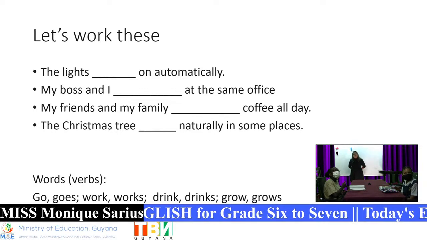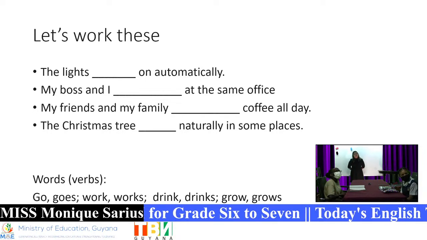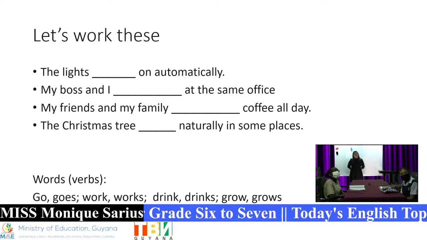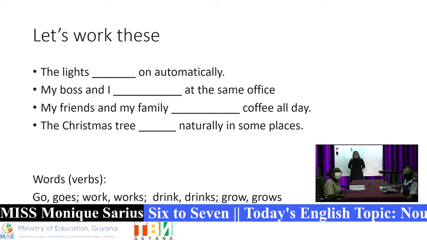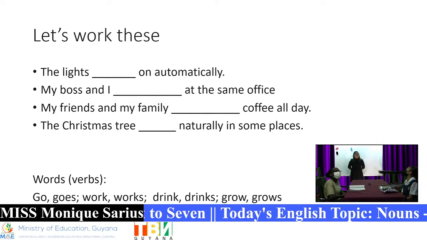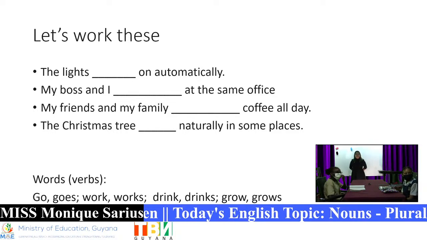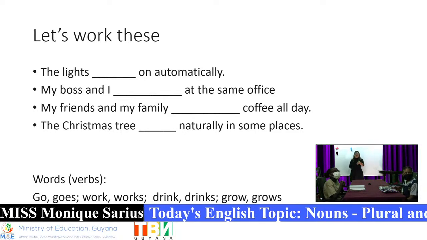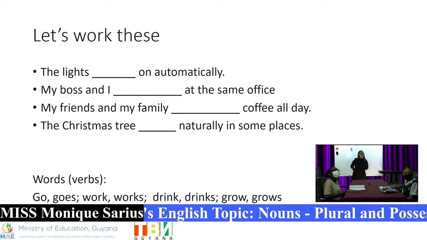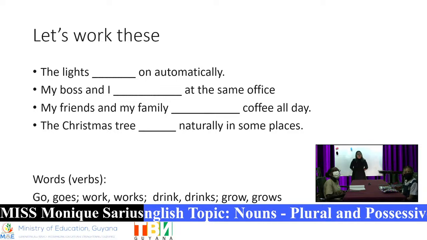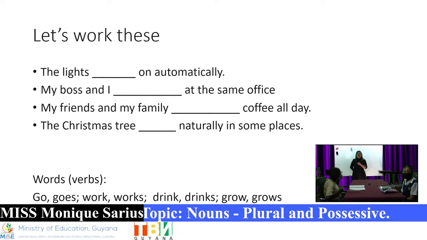We're talking to Azaria now. Go ahead, Azaria. My friend and my family something coffee and all. So what's the verb? Drink. Good. Again, this is the correct one for this one. Drink coffee all day. It matches this one, right? So you can think about if you want to change your verb for the second one, right? Or the final one, the Christmas tree something naturally in some places. Grows. Good. Christmas tree is singular, so the verb will have the S at the end.